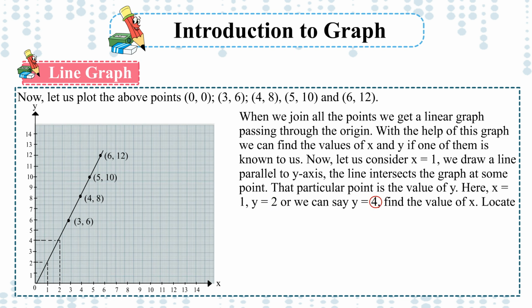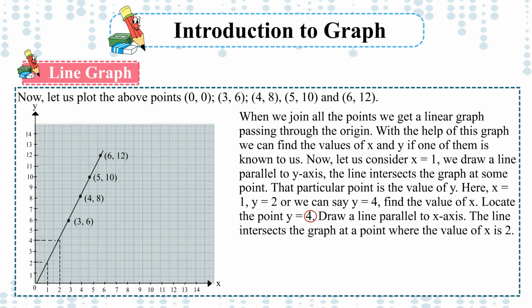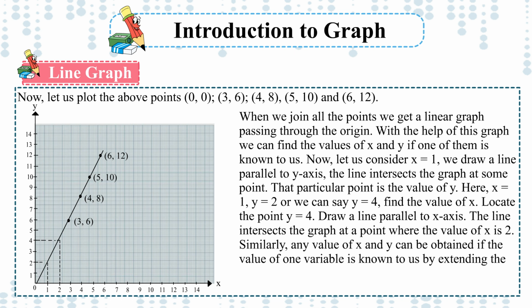Find the value of x. Locate the point y = 4. Draw a line parallel to the x-axis. The line intersects the graph at a point where the value of x is 2. Similarly, any value of x and y can be obtained if the value of one variable is known to us, by extending the graph in both positive and negative directions.